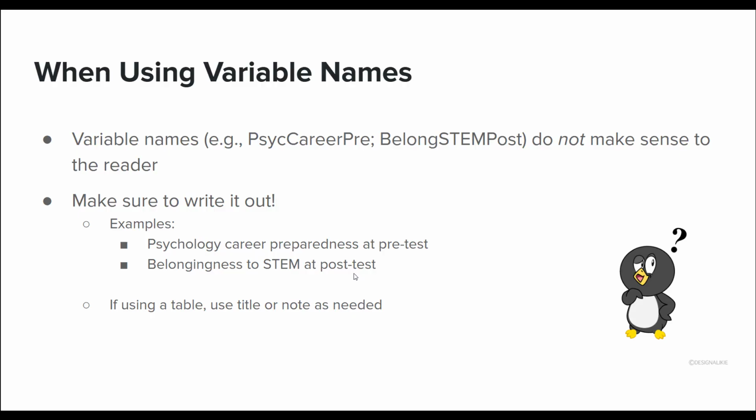If you're using a table, you may still want to use variable names, but if you do that, you will want to use the title for the table or a note below the table as needed to provide a translation or explanation as to what this coded language means, because these words don't really make any sense for the lay reader. You want to make sure that whatever you write in the poster, any random person can come up to your poster, read it, and understand what you meant. So make sure to provide explanation or translation for your variable names if you do use them in the poster.